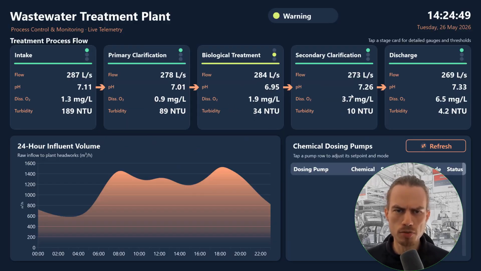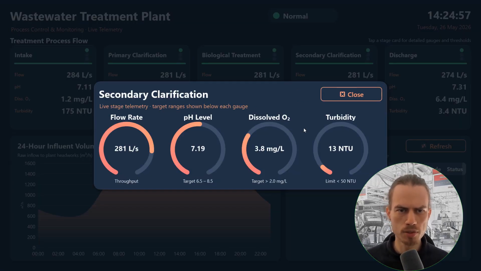This board lays all 5 stages out left to right with flow arrows between them, so it mirrors the real plant and shows you exactly where a problem starts. Each stage card surfaces live flow rate, pH, dissolved oxygen, and turbidity with traffic light signals and a clear overall status pill up top next to a big clock.